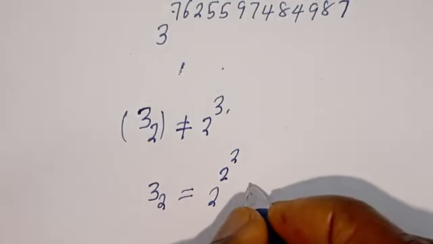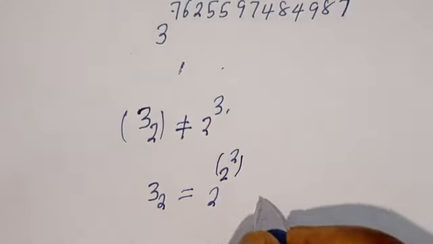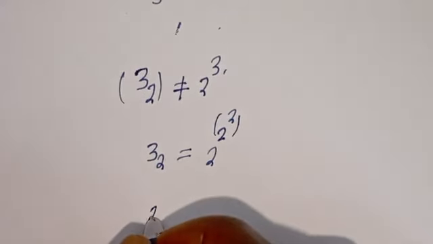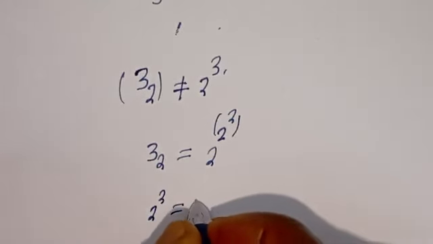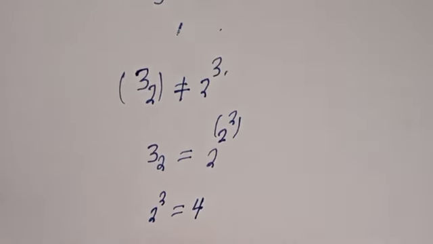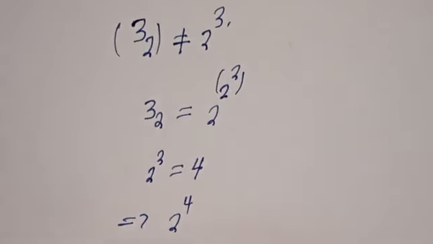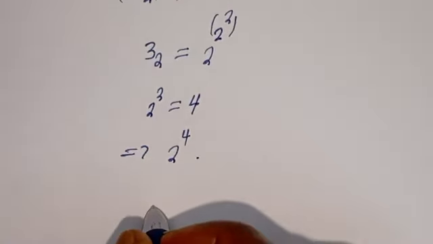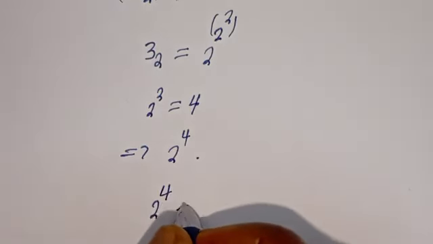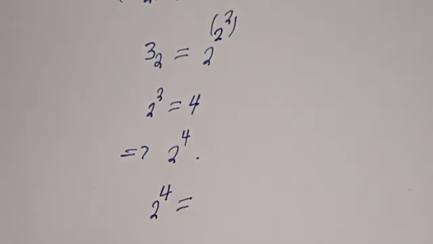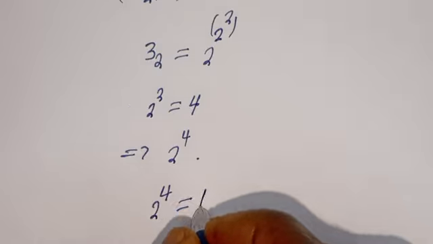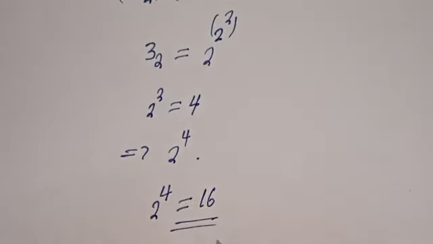Then let's consider this. 2 to the power of 2 is equal to 4. Now this is 2 to the power of 4. And now 2 to the power of 4 is what? Is equal to 16. You can see that this is more simple. And so on and so forth.